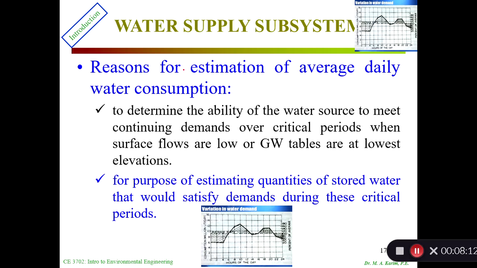Okay. Reasons for estimating average daily water consumption. Here is the reason: to determine the ability of a water source to meet continuing demands over a critical period when surface flows are low and the groundwater is at its lowest elevation. Then we have to determine that for the purpose of estimating quantities of stored water that would satisfy demand during the critical period. So that's the reason we have to do that.